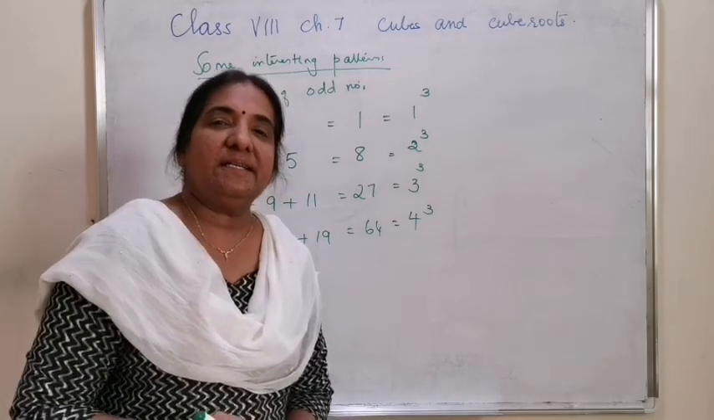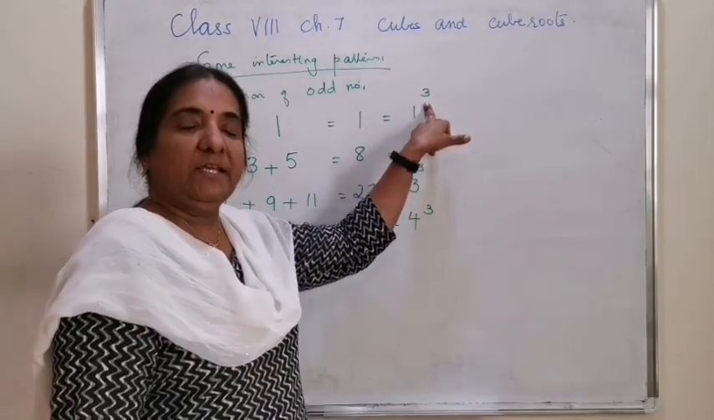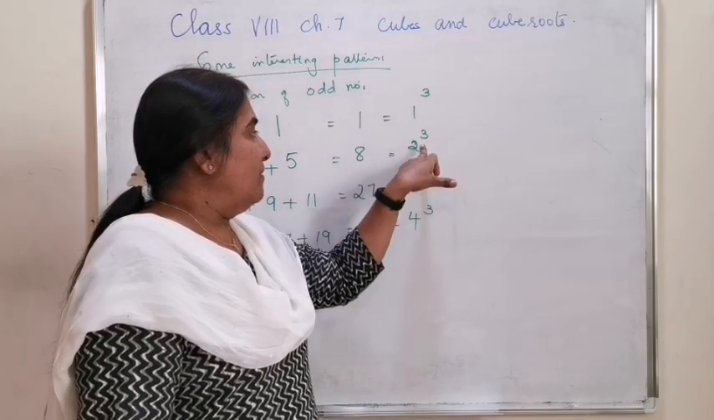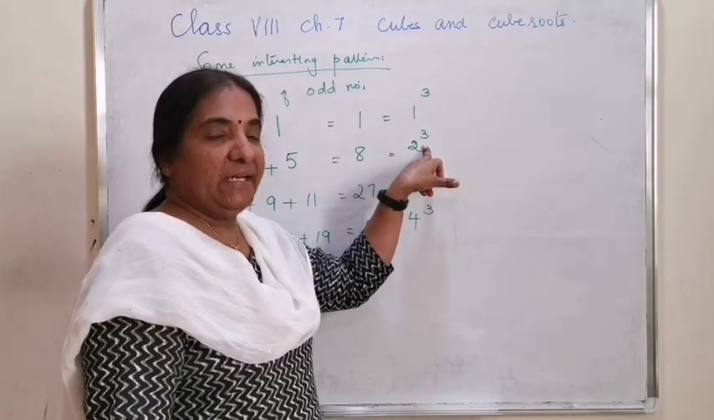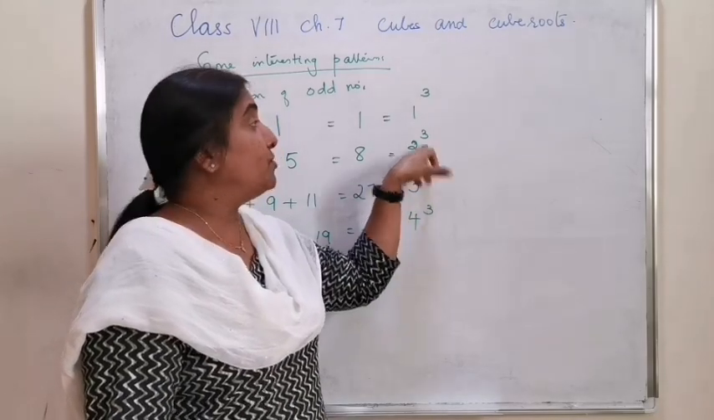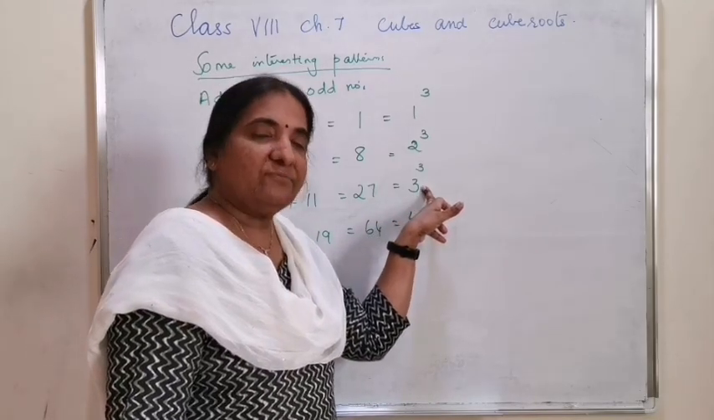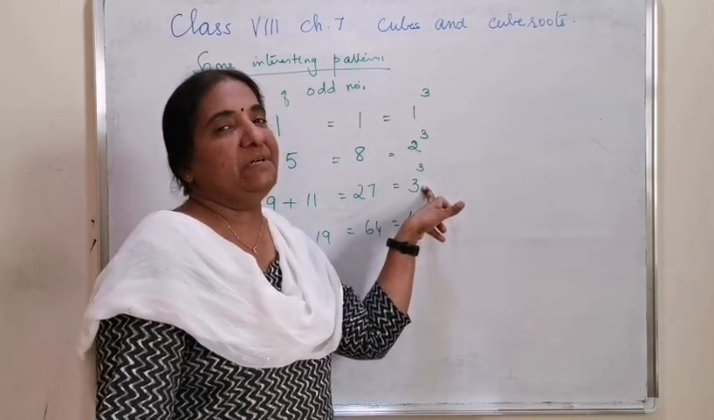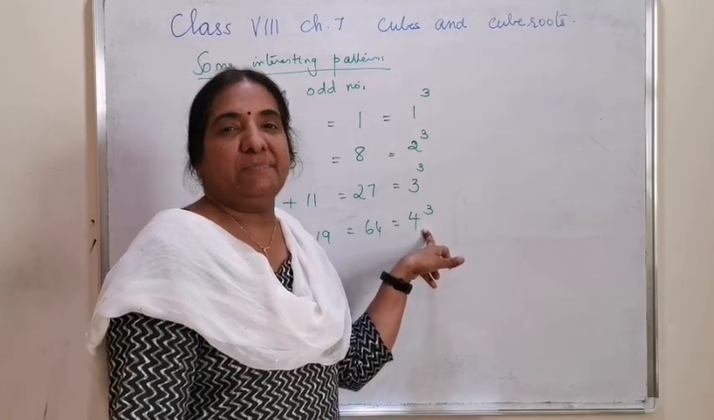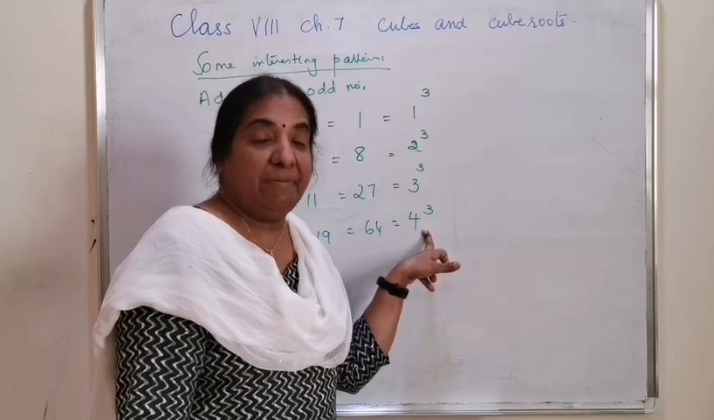The interesting pattern you have seen here is, for 1 cubed, you need only one odd number. For 2 cubed, you need the sum of 2 odd numbers, but the order is not from the beginning. It should be in a series. 3 cubed will have the addition of 3 odd numbers. 4 cubed will have the addition of 4 odd numbers, but it's very, very important that the odd numbers are not starting from the beginning.